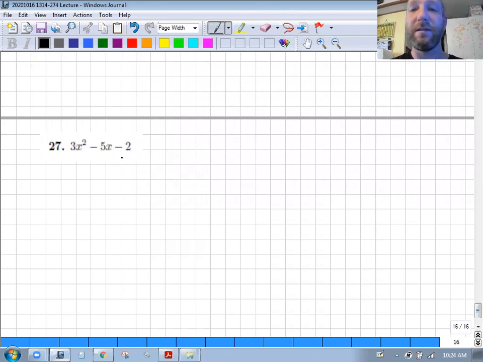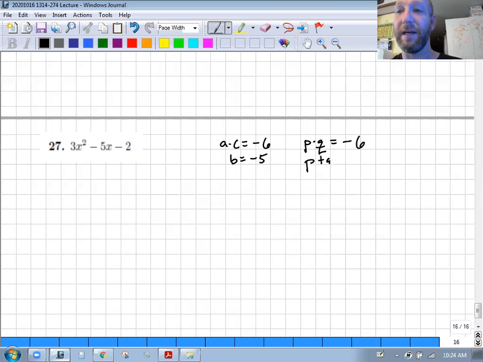All right, let's try this one. Let's try this AC method again. There's nothing we can pull out of those 3 numbers, right? So our A times our C is -6. Our B is -5. We're looking for 2 numbers that multiply to give us -6, and they add to give us -5. So this one looks a lot easier.